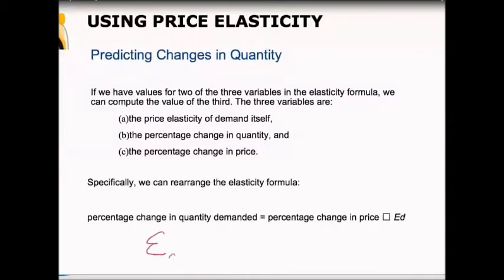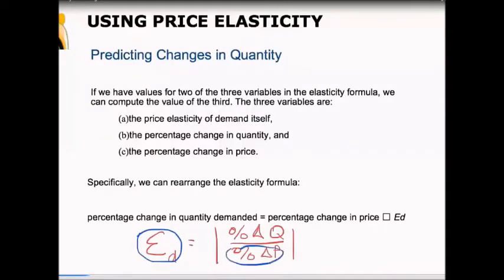So remember that the elasticity of demand is equal to the percentage change in quantity divided by the percentage change in price. So suppose we know what the elasticity is and we know what the percentage change in the price is, we can calculate what the percentage change in quantity demanded is. Right? So the percentage change in quantity demanded is going to be equal to the percentage change in price times the elasticity of demand.